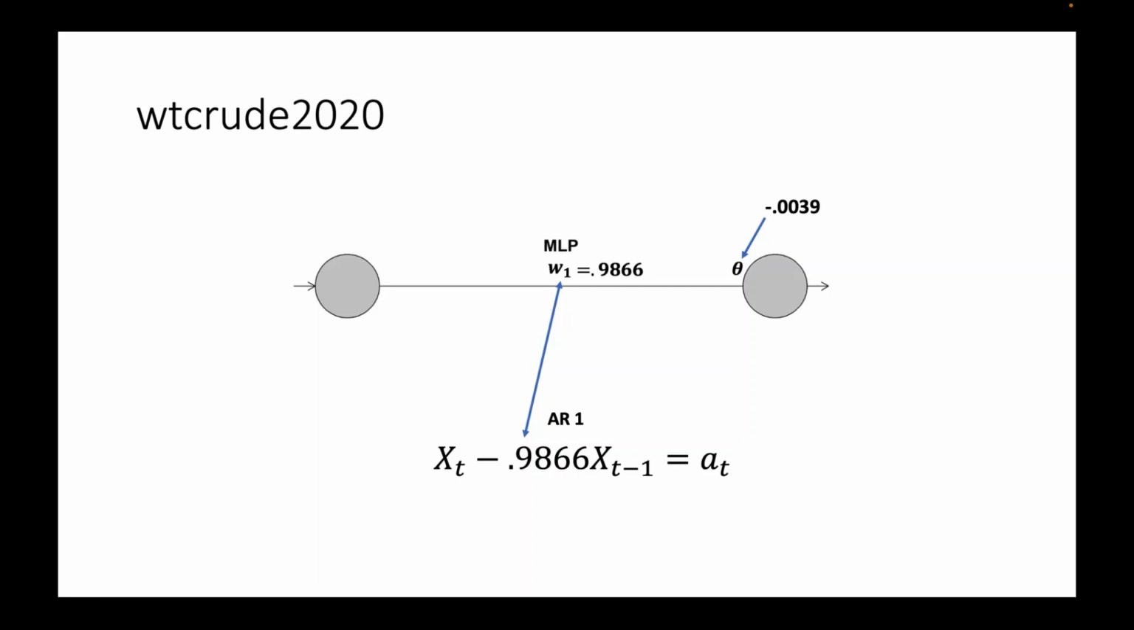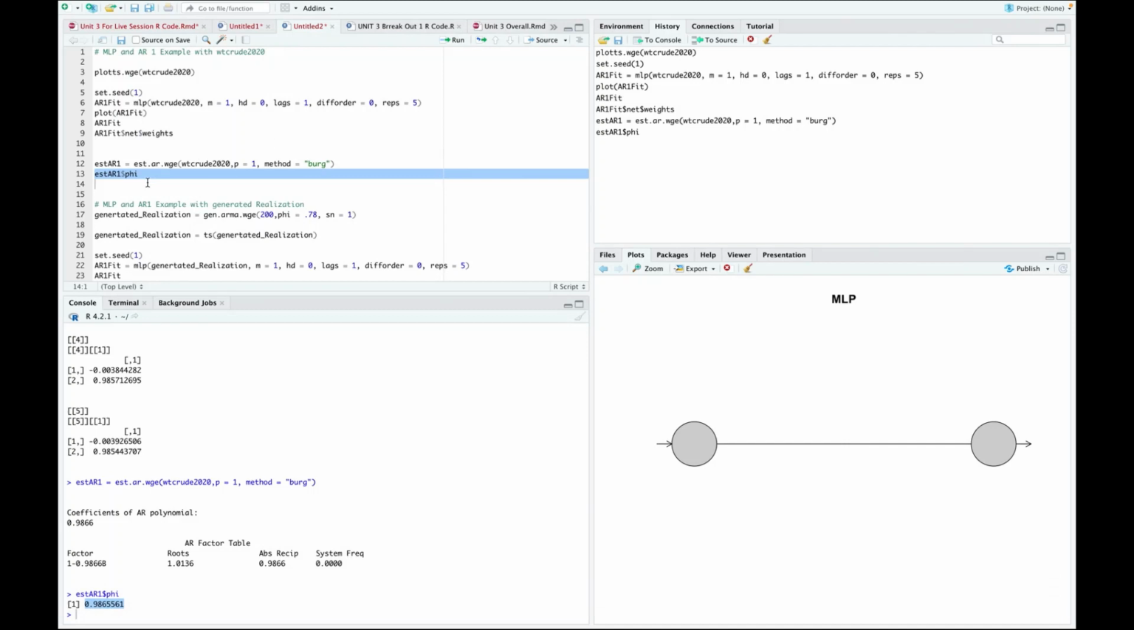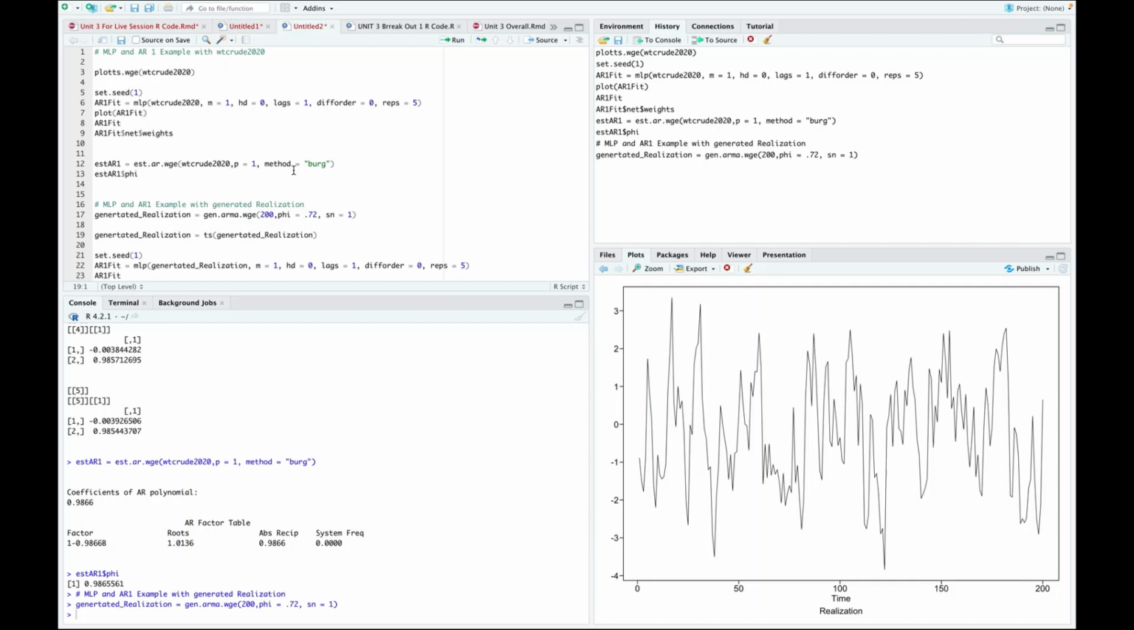So let's look at another example. This time, let's look at a generated realization. So we're kind of in a laboratory here. We know that phi1 is 0.72. So we'll flip on back over here and note that I have generated with Sn equals 1 the generated realization of 200 observations from phi1 equals, we'll go ahead and make that 0.72. And we will go ahead and run that. And so note, there is the realization.